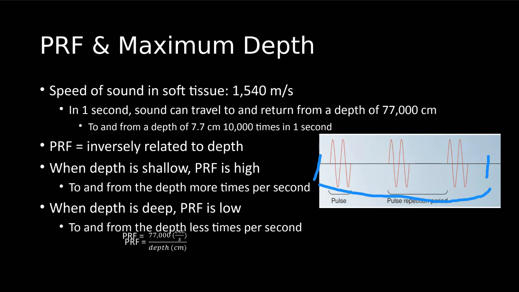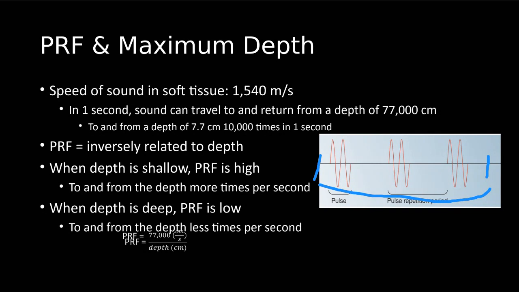So where are we getting 77,000 centimeters from? We're dividing it in half, because remember, we're taking that distance into consideration. It can travel 154,000 centimeters per second, but we need to say, okay, well, that's there and back, right? So we have to cut that distance in half. That's where we're getting that 77,000 centimeters from.